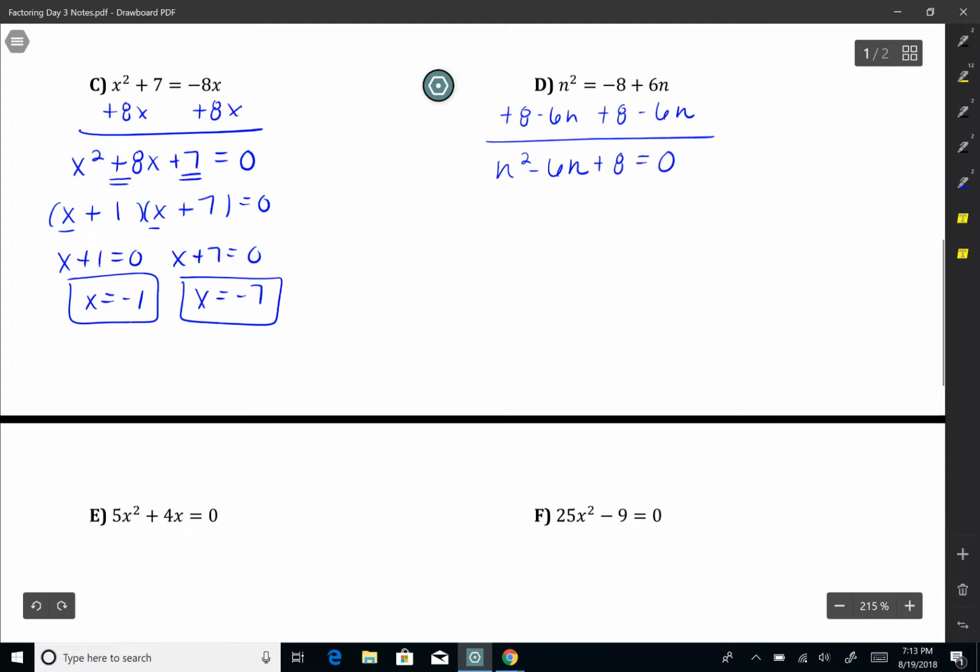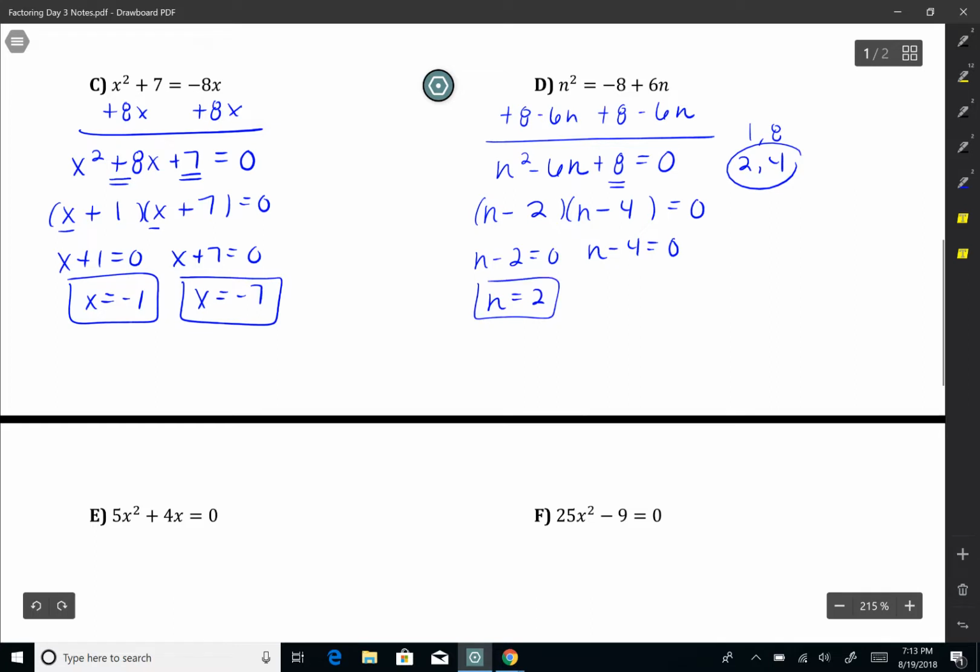In this problem, my c is a positive 8, my b is a negative number, which means that both my factors are going to be subtraction, because two negatives will multiply to a positive and add to a negative. So I list my factors of 8, and I pick the pair that adds to 6. Sure enough, I would have a negative 2 and a negative 4. When I set each of those equal to 0, I get my solutions of n equals positive 2 and n equals positive 4. Okay, let's look at E.